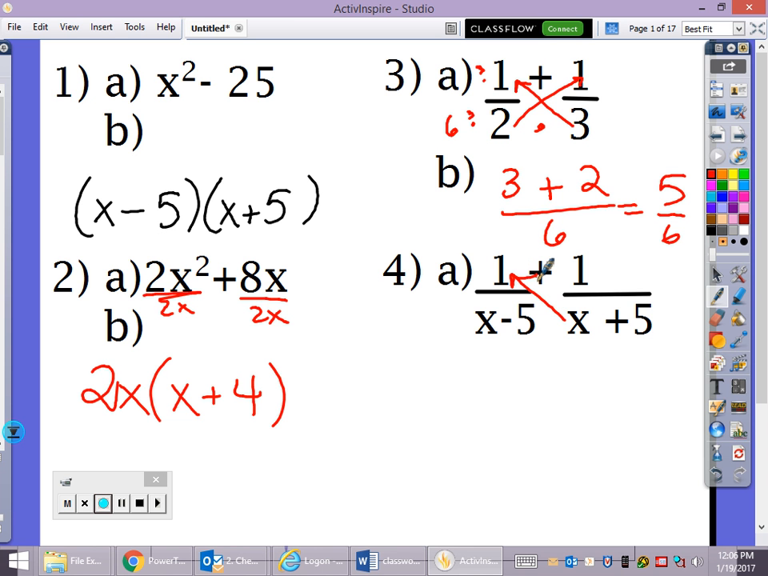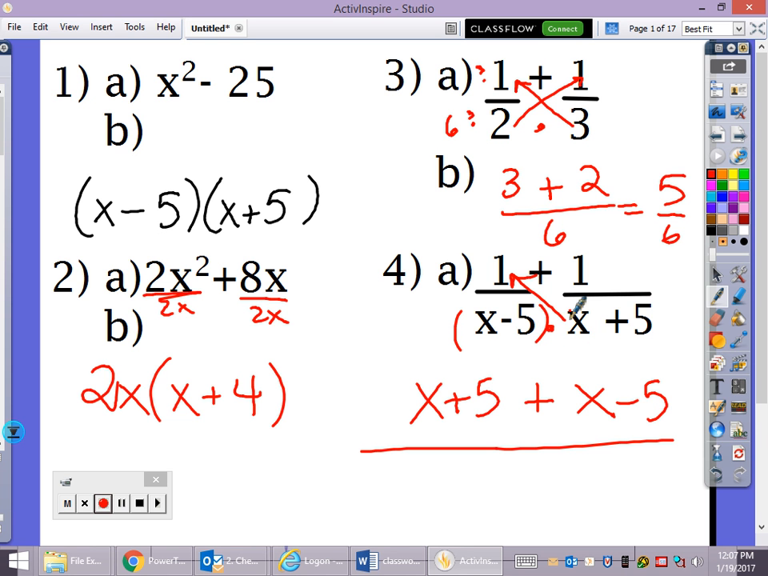Okay, this is missing x plus 5. And the other one's missing x minus 5. And the bottom's going to be? I'm going to multiply those two together. X squared minus 25. And we're going to talk about a shortcut.